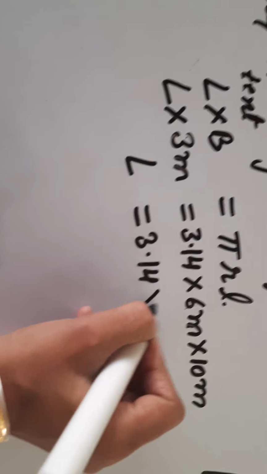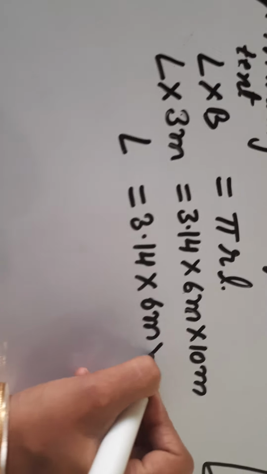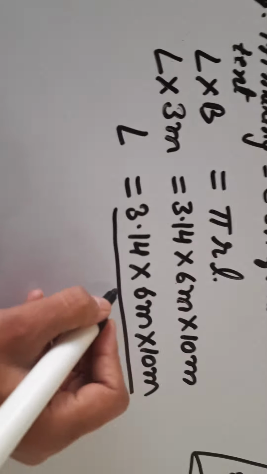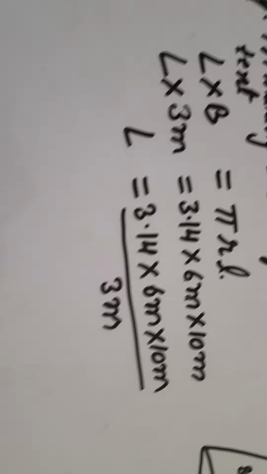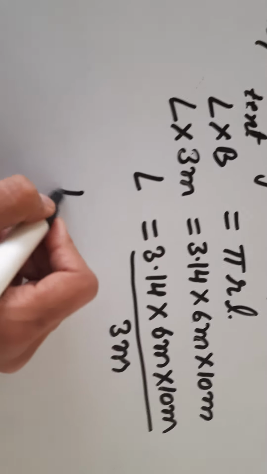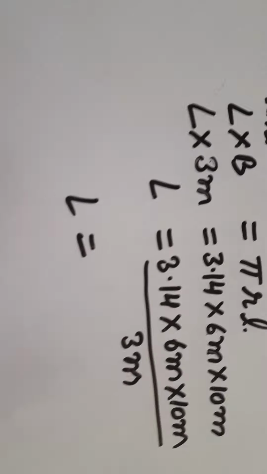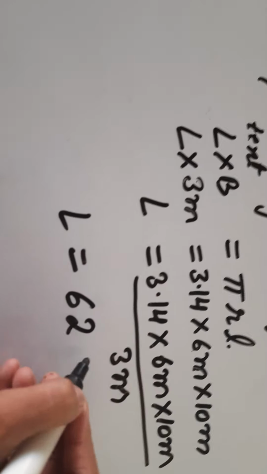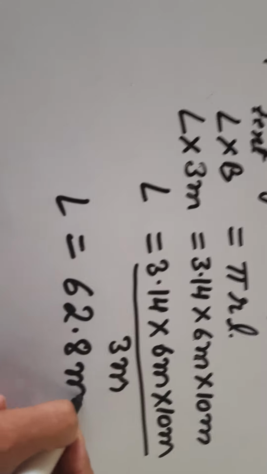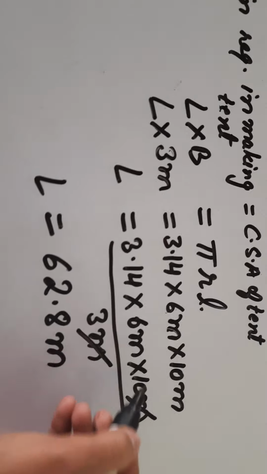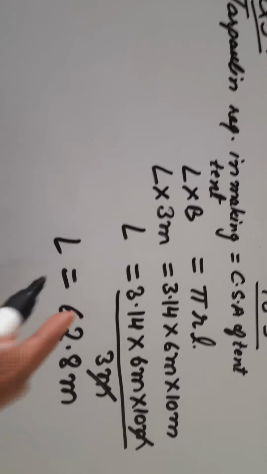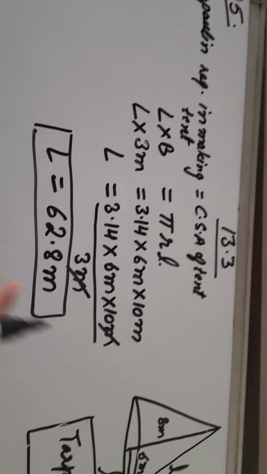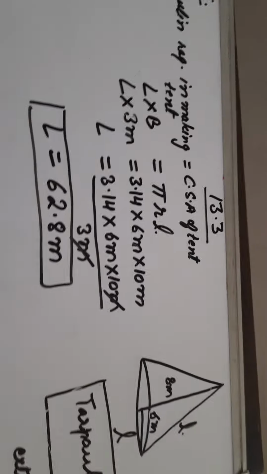So now, as you can see, this 3 is getting multiplied. When it goes to the other side, it will get divided. And by solving it, dear students, you will get 62.8 meters. Only 1 meter will be left. This is the length of the tarpaulin which we can see in the curved surface area.